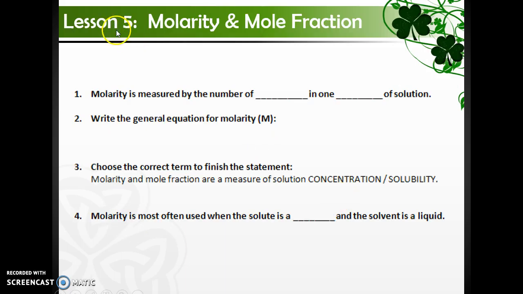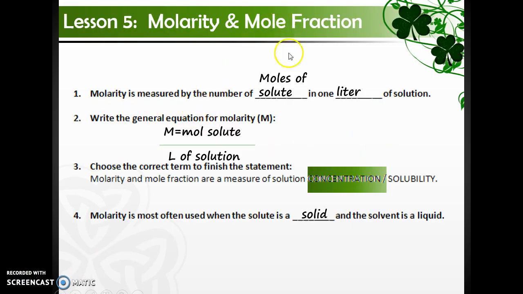Alright, so moving on to our review of molarity and mole fraction. So molarity is measured by the number of blank in one blank of solution. And then you want to write the general equation for molarity. Choose the correct term to finish the statement. So molarity and mole fraction are a measure of a solution's what, and then pick one of the two. Molarity is most often used when a solute is a blank and the solvent is a liquid. So molarity is a measure of the number of moles of solute in 1 liter of solution. And the general equation is molarity is equal to moles of solute over liters of solution.